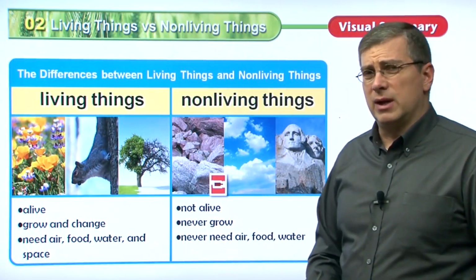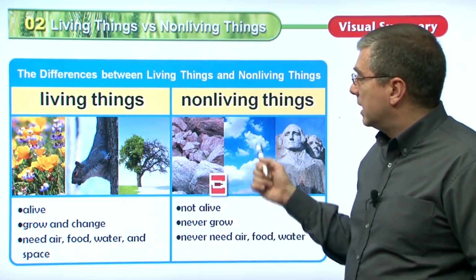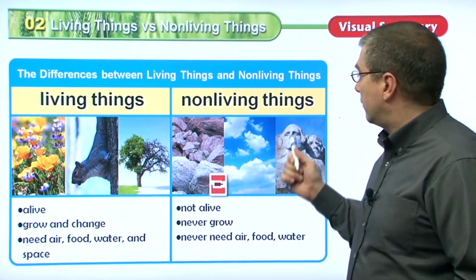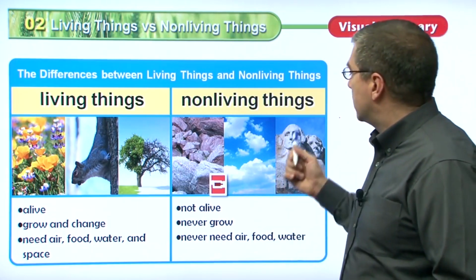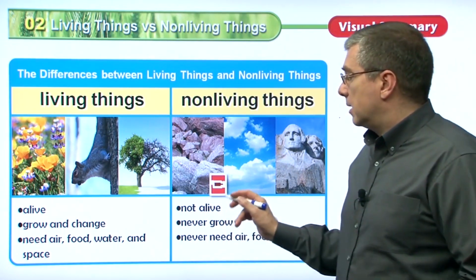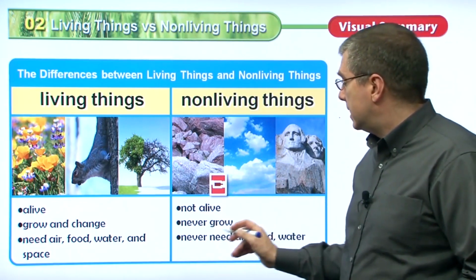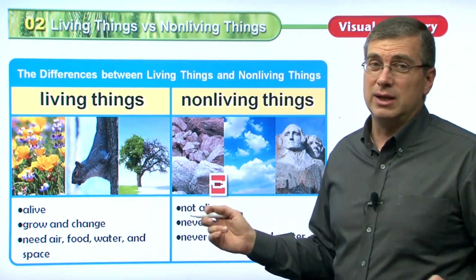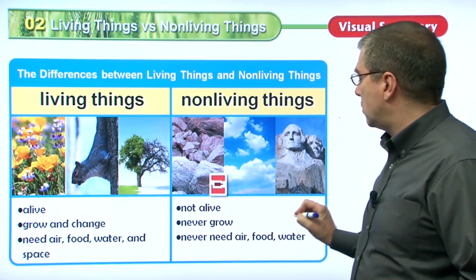Now, what about non-living things? Non-living things. Here we have a picture of rocks. Here we have a picture of sky and clouds. So you could say air and water are non-living things. Here we have a picture of a statue, right? It's a huge statue. It's really a monument, right? These are all examples of non-living things. They're not alive. They never grow. They're never going to grow bigger, right? They're going to stay the same. They never need air, food, or water. They don't need air to breathe. They don't eat. They don't need food. They don't need water. They do need space, of course, but they don't need air, food, or water.